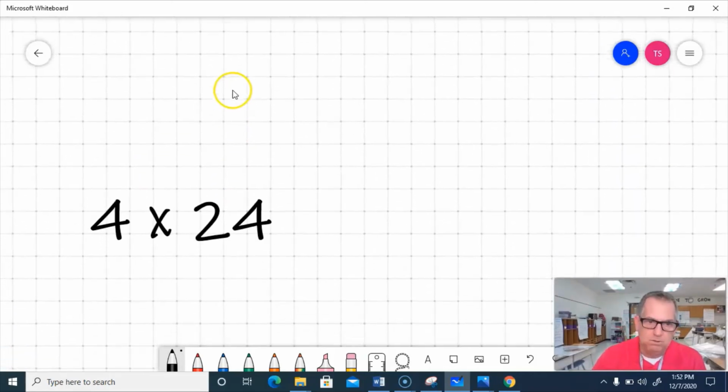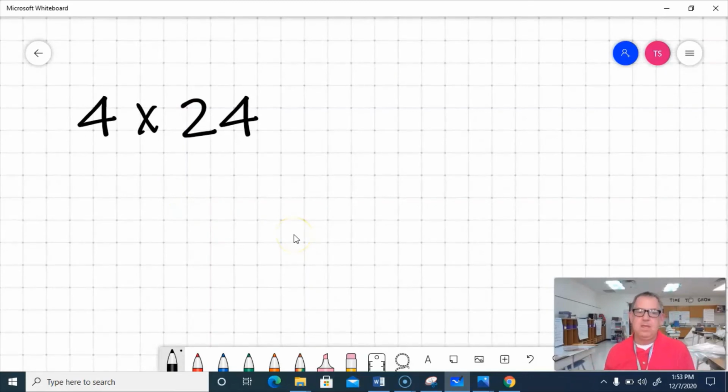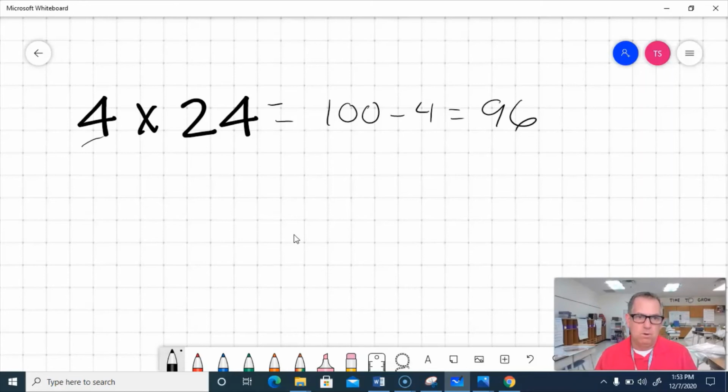And we'll do a little bit more difficult one here. I got 4 times 24, and I can think about money still. I know 4 times 25, 4 quarters, is $1. So I could say 4 times 24 would be equal to 100 minus one group of 4, which would equal 96. So 4 times 24 equals 96.